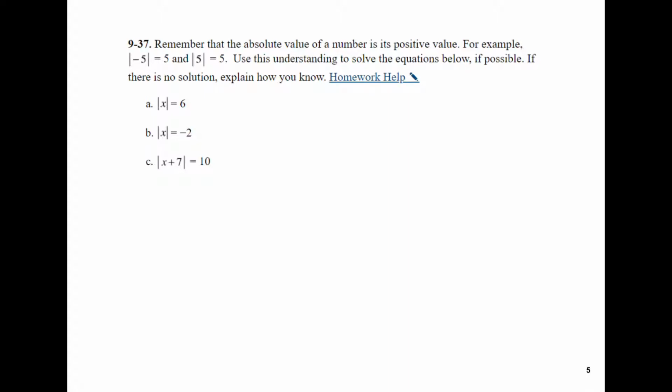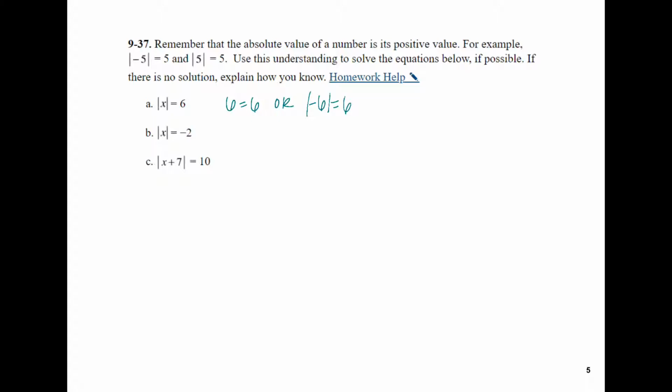So when we are looking at letter A, it is asking us, what is the value of x that is exactly 6 units from 6? So we can say the absolute value of 6 is equal to 6, or -6, the absolute value of -6, is also equal to 6.